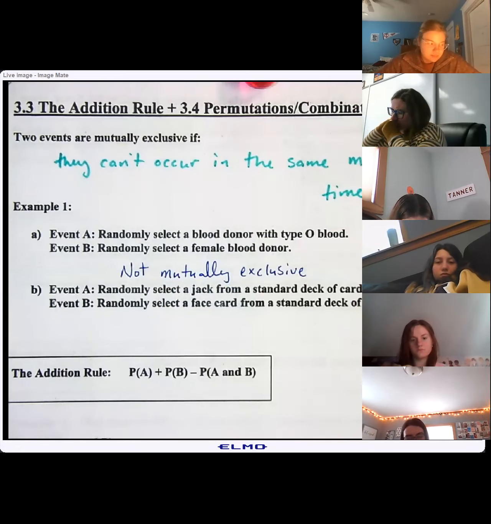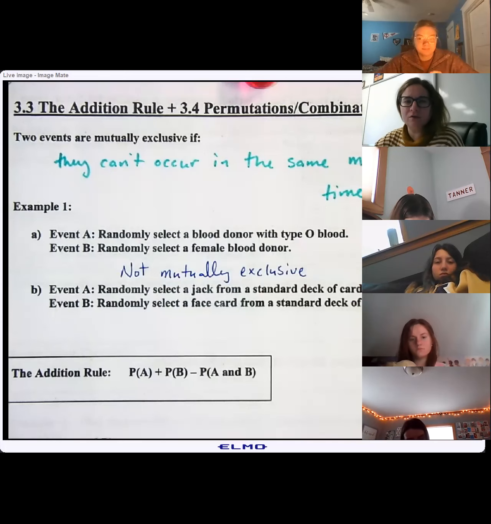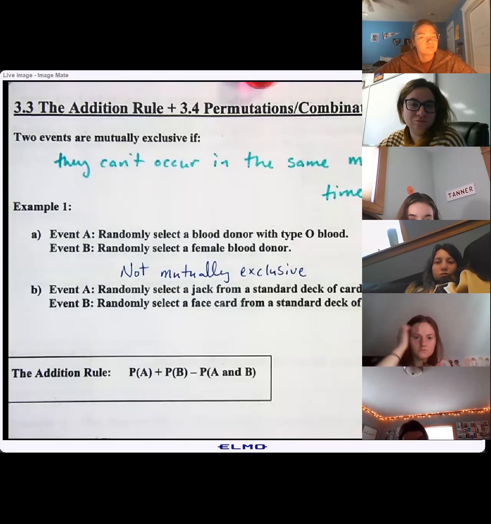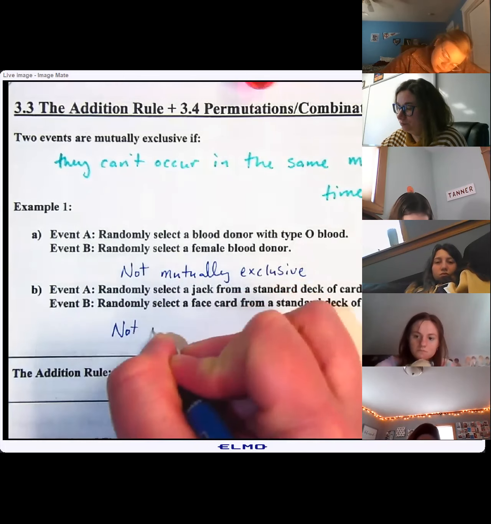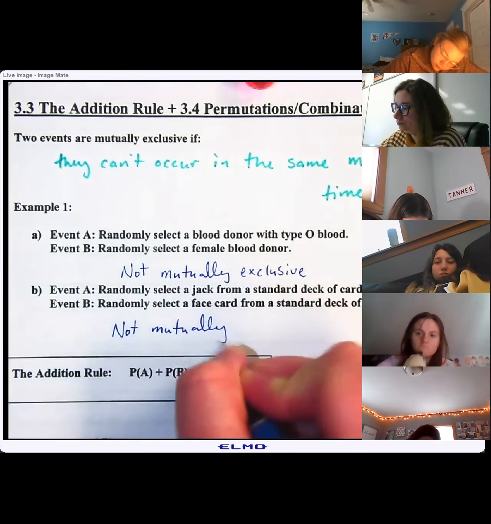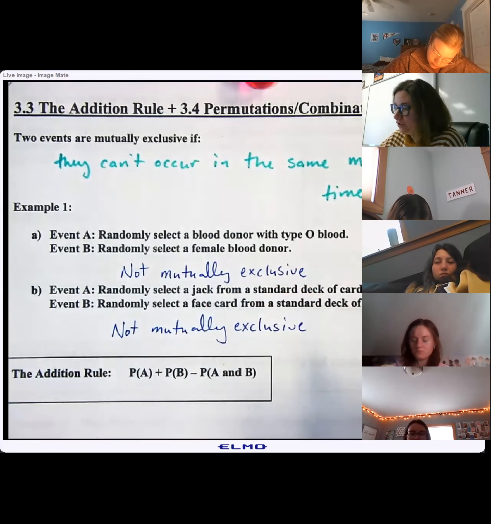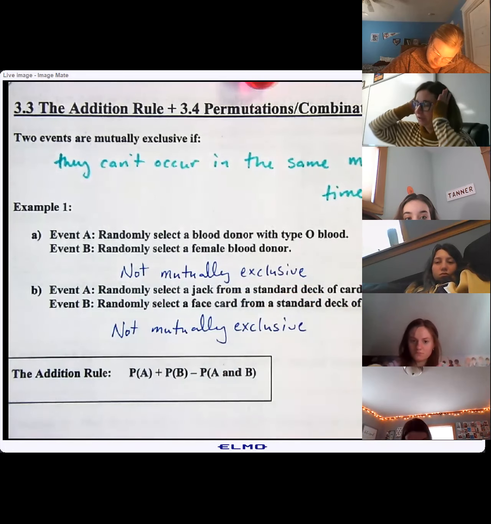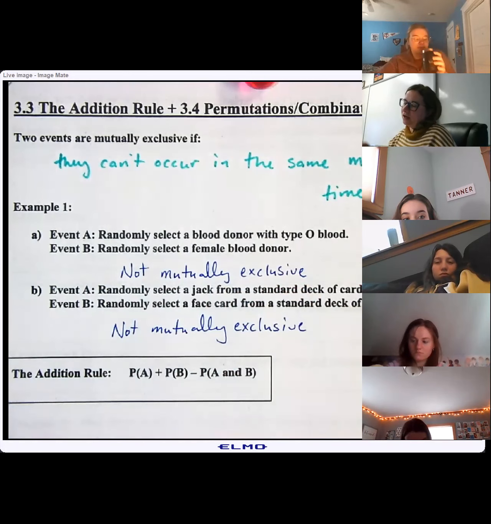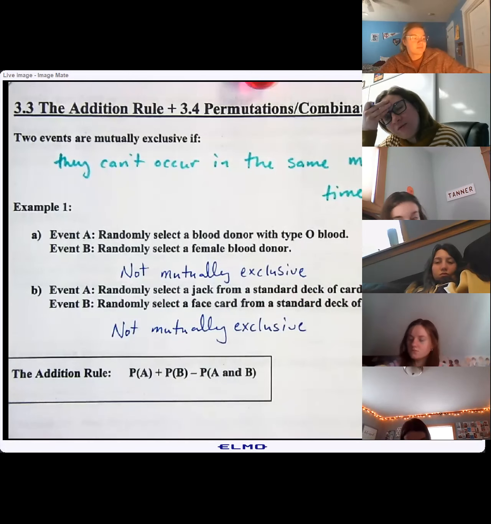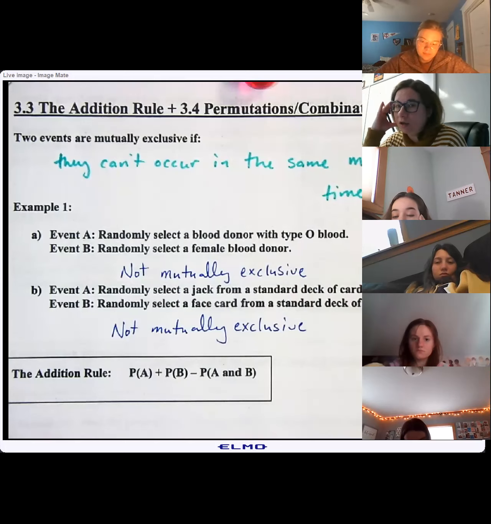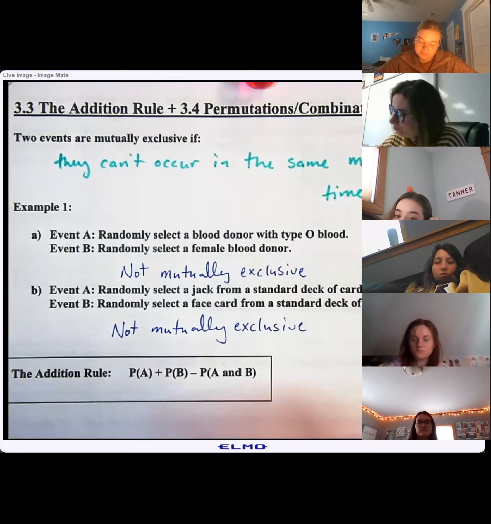All right, how about selecting a jack and selecting a face card, mutually exclusive or not? Should be not mutually exclusive, and that is because a jack is a face card. Just in case you're wondering, on the AP exam and in my class, every time they talk about a face card, they're talking about a card with a face. So that would be a jack, a queen, or a king. I know aces are also high, but they don't count.